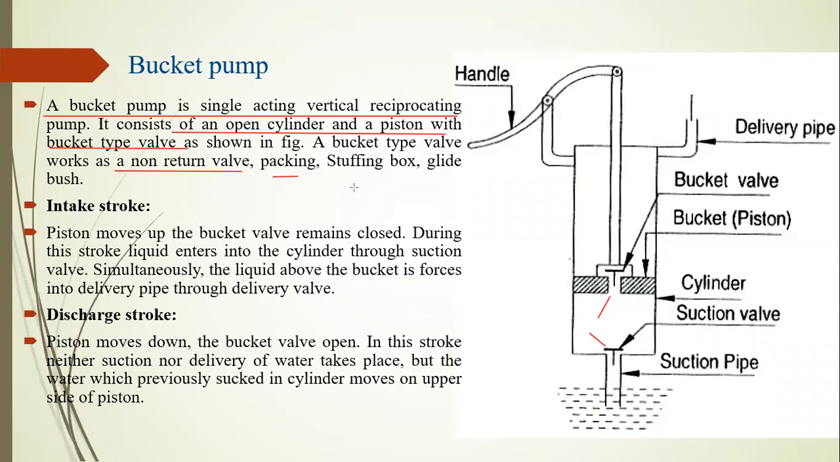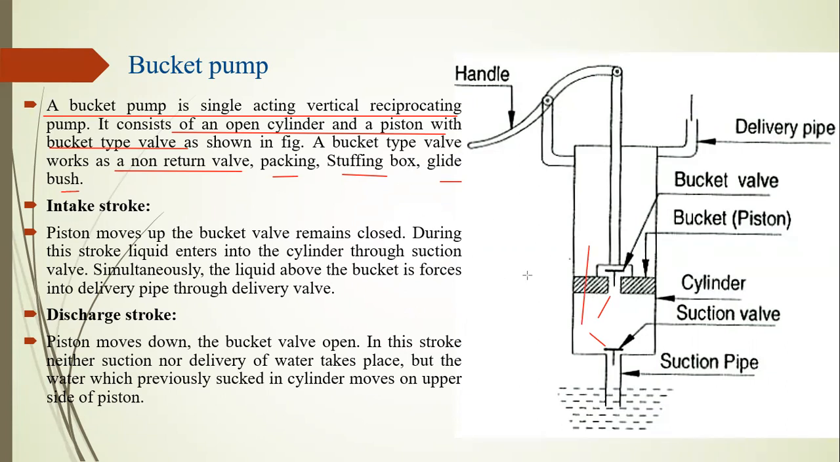There is a packing, a stuffing box and a gland bush. They give support to this pump and prevent leakage of water while the water is transferred from the bottom side to the top side. Let's look at the stroke. There are two strokes: one is the inlet stroke and the second is the discharge stroke.